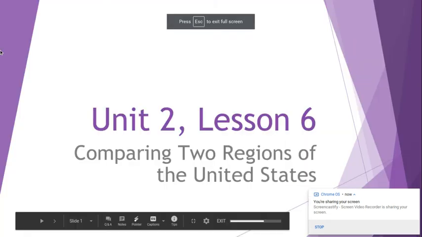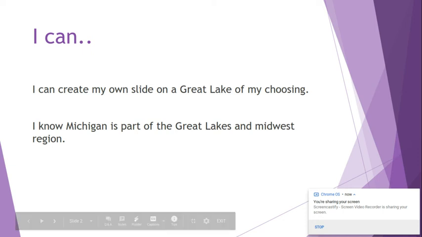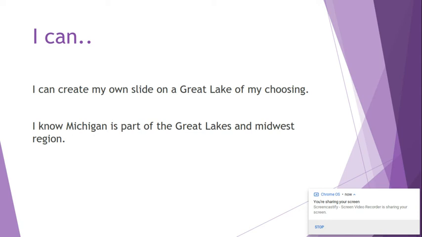So as we begin to talk about the regions again, you are going to create your own slide on a Great Lake of your choosing on Wednesday. That's going to be your assignment. And you know that Michigan is part of the Great Lakes and Midwest region. So as we work through the information today, you're going to get an idea about what we have to do Wednesday. We're going to create this slide, but you need all that background information to create it. And then Wednesday, I'll post the assignment and let you know what you need to do with the Great Lakes.